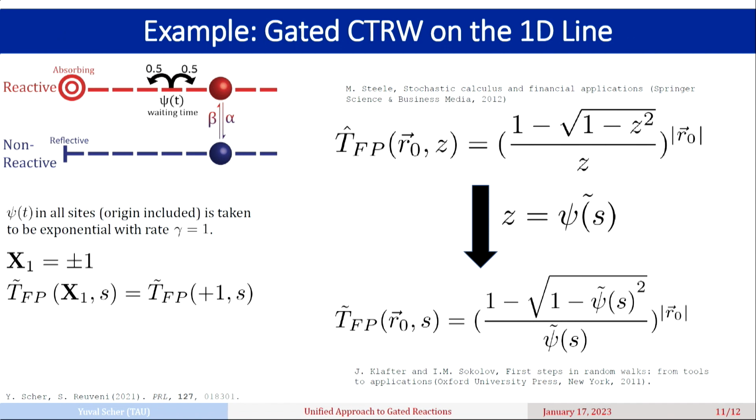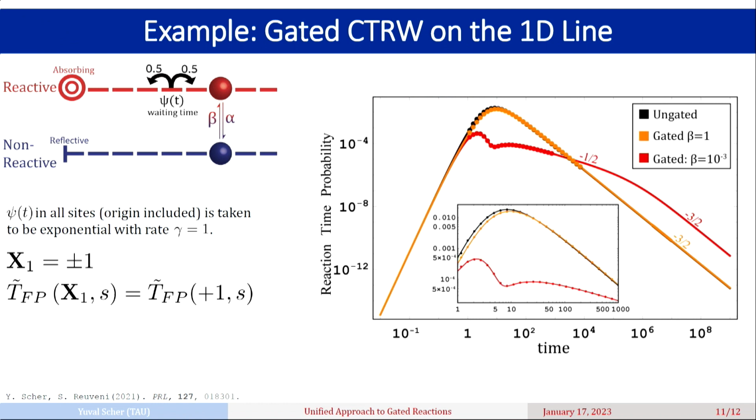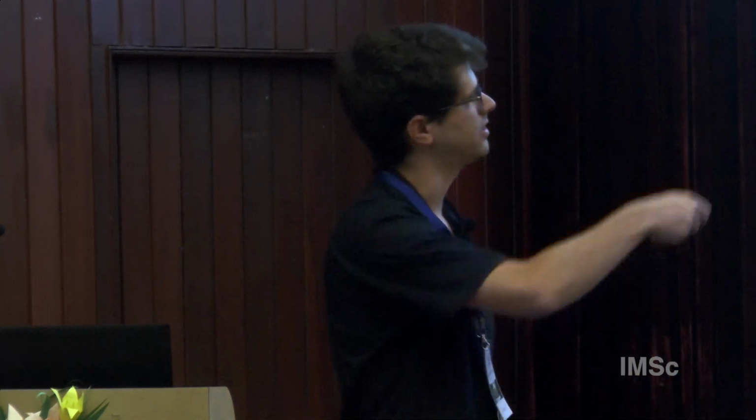So we know how to get the first passage PDF, and simply by plugging it in the formula above, you get the solution, and it agrees perfectly with simulations. And also we can explore the general formula that we have and see general effects that happen to gated reactions. So we have general formulas. For example, we can see here that the asymptotics is inherited. Just the power law is changing, and we can determine exactly what the prefactor would be.